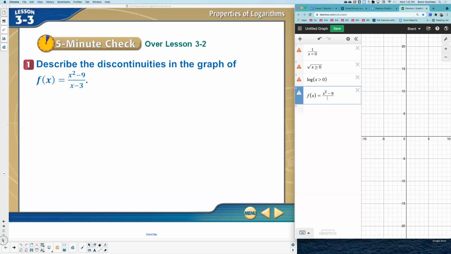minus. There's your rules. X squared over 9 divided by x minus 3. If you watch the video later, I'll probably have a calculator number 3 that will demonstrate this for you, but it's just not ready yet. So there's my graph. Now what I want you to do is ask yourself the question, what are you not allowed to divide by?